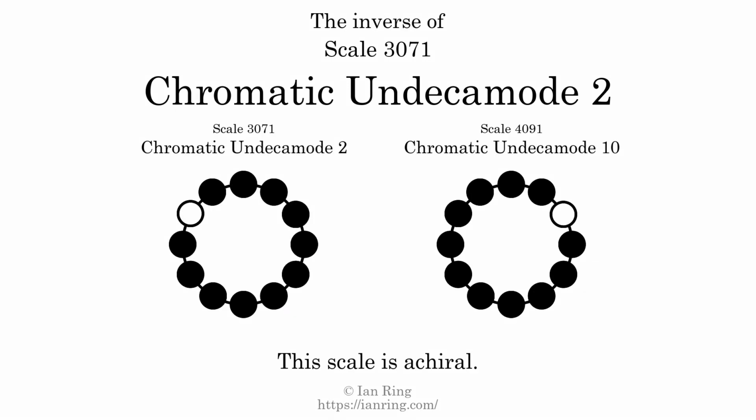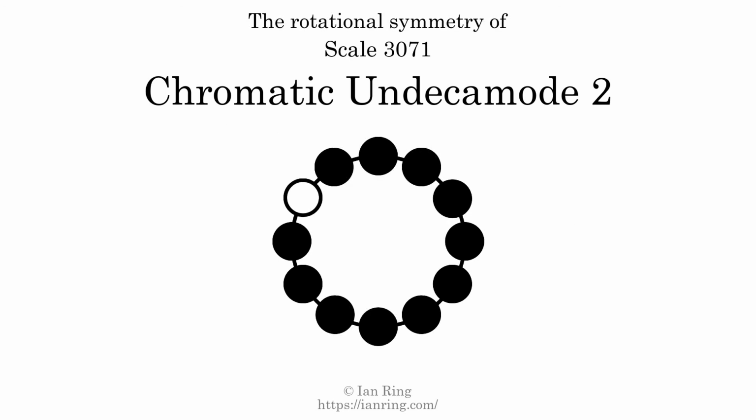The inverse of a scale is a mirror image. It is what you get when the sequence of intervals is reversed. The inverse of this scale is scale 4091, also known as Chromatic Undecamode 10. This scale is achiral, since it can transform into its own reflection by a rotational transformation. This scale has no rotational symmetry.